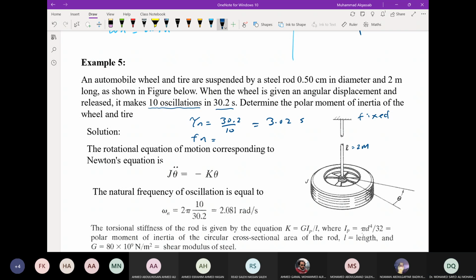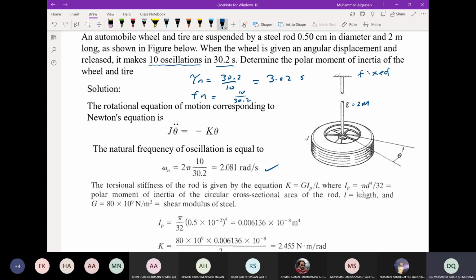Or you can find Fn, which is the number of cycles in 1 second. So this will be 10 over 30.2, which is the reciprocal of tau n. Omega n is 2 pi times Fn, or 2 pi over tau n. So you get omega n equal to 2.081 radians per second. Okay, so that is experimental, calculated from the measured time for 10 oscillations, and then you can calculate the natural frequency.